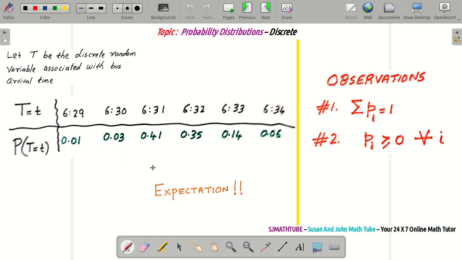Now the next thing is expectation. So what do you expect from this table? Because there's a big question: when will the student's bus arrive at his stop? So what might be your answer? I'm sure most of you will tell me the answer 6:31. But there's a little bit of possibility it can be at 6:32 also, because these two probabilities are really high. So that is why we need expectation.